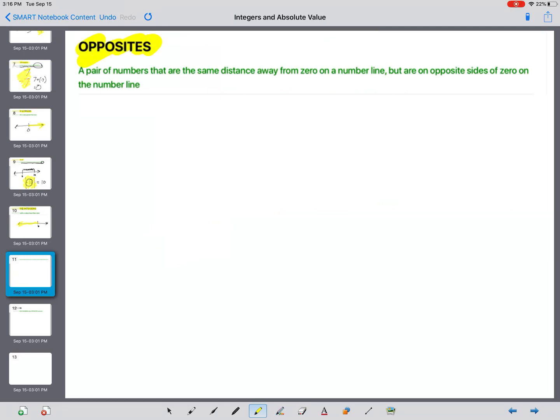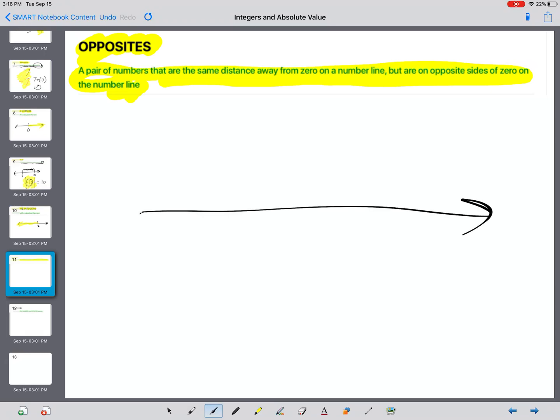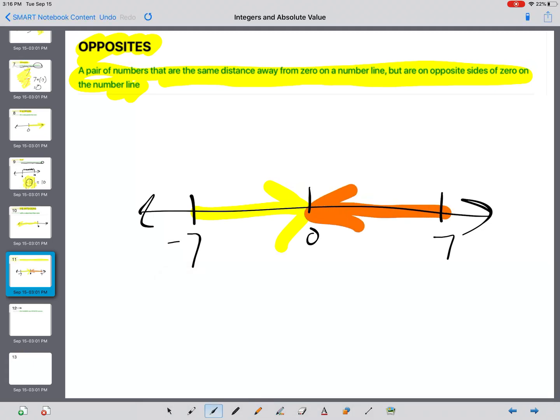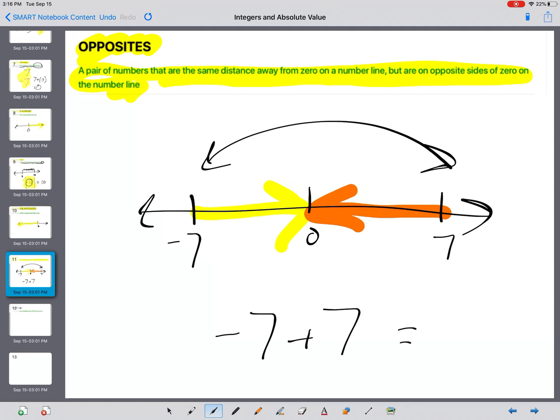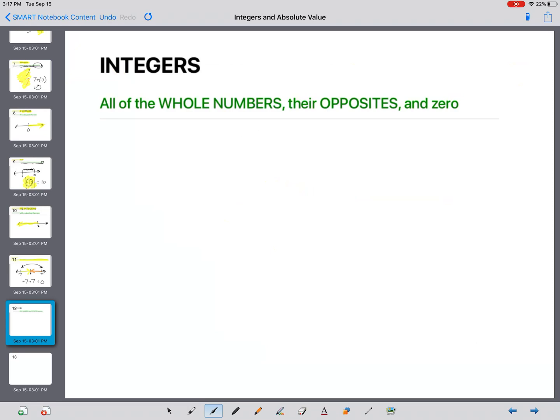Opposites. This is like additive inverses. They're a pair of numbers that are the same distance from 0 on a number line, but they're on opposite sides of the number line. So for example, we have 7 and -7. They're both the same number of spaces away from 0, but they're on opposite sides of 0, as you can see. And also they are additive inverses because they equal 0. Those are opposites.